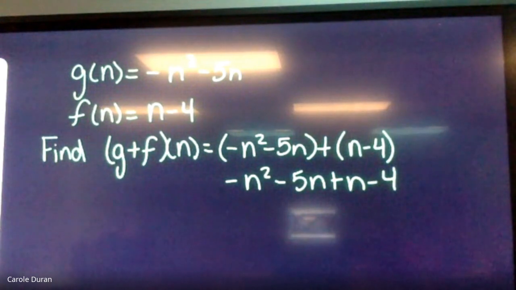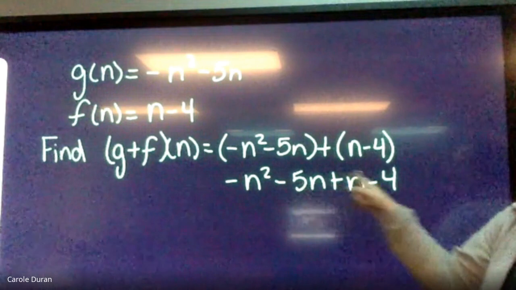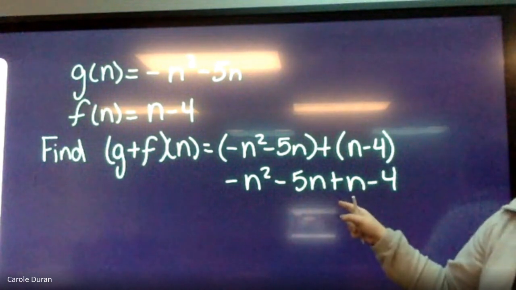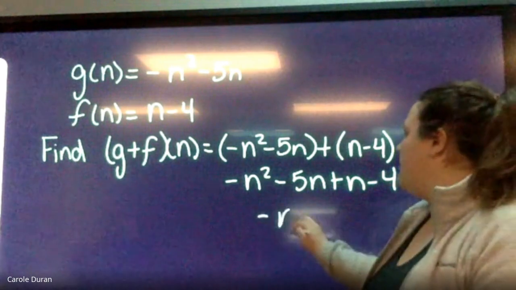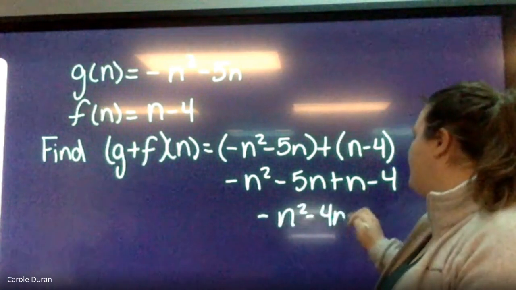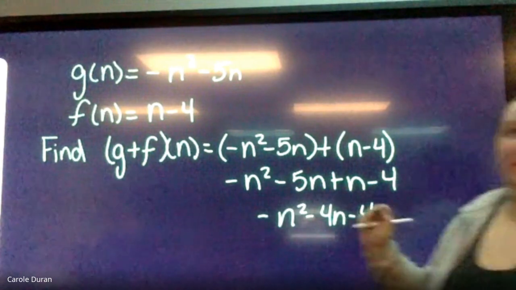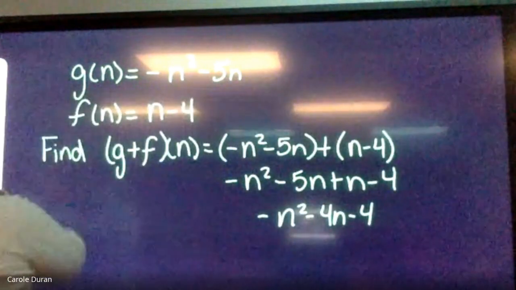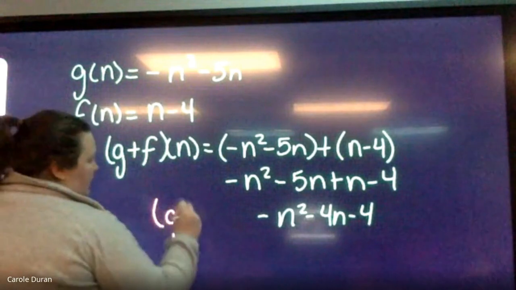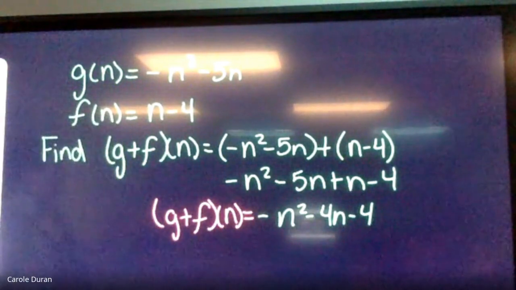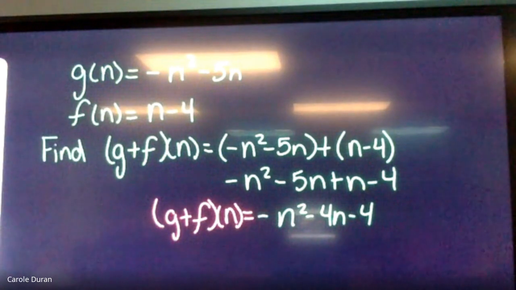I put together like terms. So here I have a negative 5n and a positive 1n. What does that combine to equal? So this becomes negative n squared minus 4n minus 4. Nothing else can be put together. So that is our simplified addition function. So then I just go ahead and write it out formally. And I'm done. So g plus f of n is equal to negative n squared minus 4n minus 4.